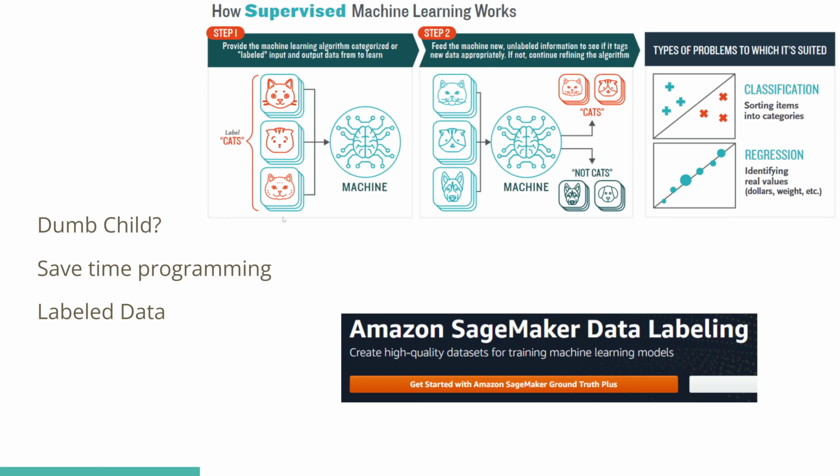Now, the only issue with this is it requires lots of labeled data. So every item that you feed it, you need to personally label, and that can take up a lot of time. It's very grunt work. So you can either do it yourself or you can offload it to third-party services like Amazon SageMaker for data labeling. These are people that Amazon hires, and they go ahead and label all your data for you, and you pay pennies for each photo or video that they label.